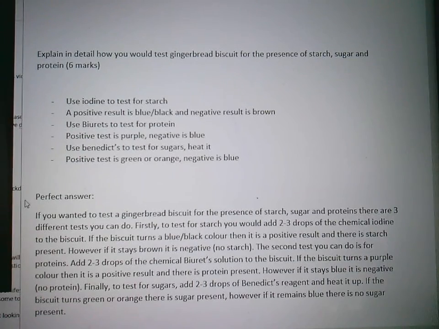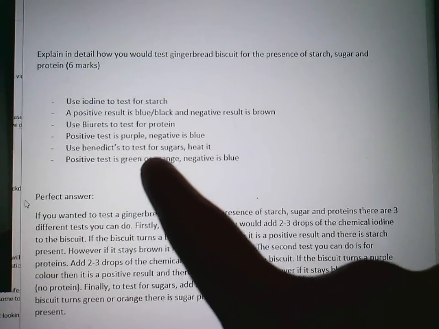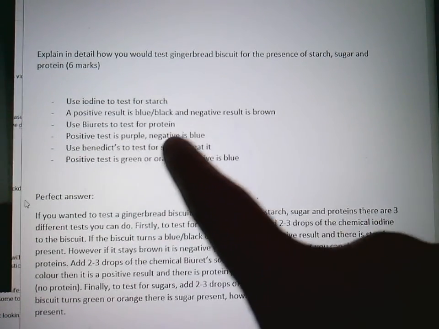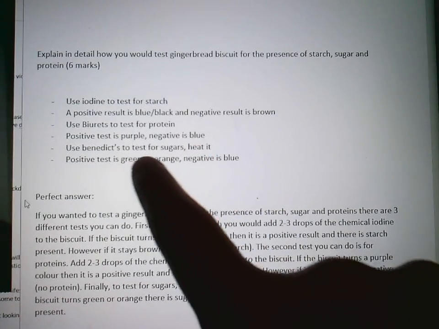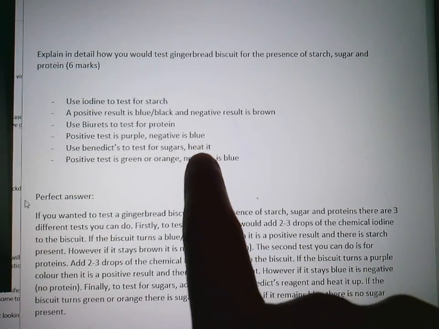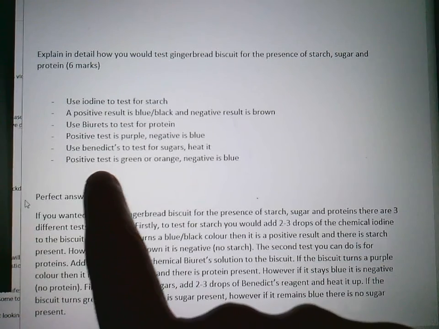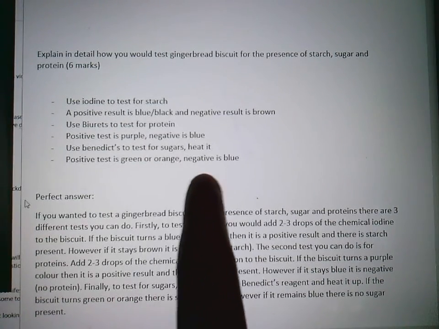To test for protein, we use Biuret's, and a positive result was purple, a negative result was blue. To test for sugars, we use Benedict's, and you need to heat it. A positive test is green or orange, and a negative is blue.